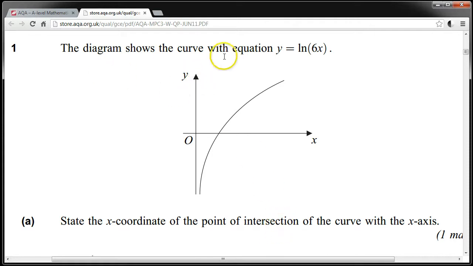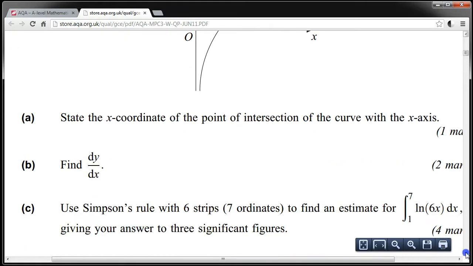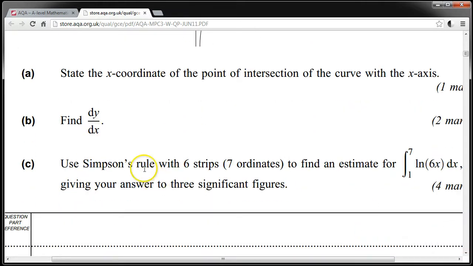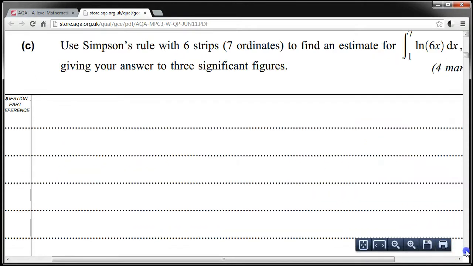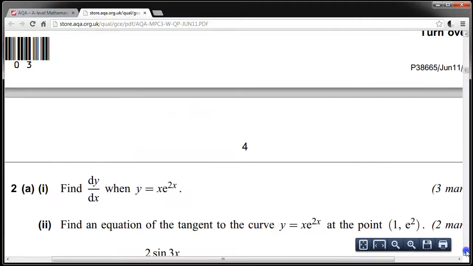Here's question 1. You've got this log 6 of x, so there's no problem there. Find dy/dx, well that's easy because it's just a function of a function rule. And then Simpson's rule here, which is slightly tedious and time consuming in some ways, but it's fairly straightforward as long as one doesn't make a numerical error. So this question is fractionally tedious, but is fairly okay for the most part, especially the first two sections.